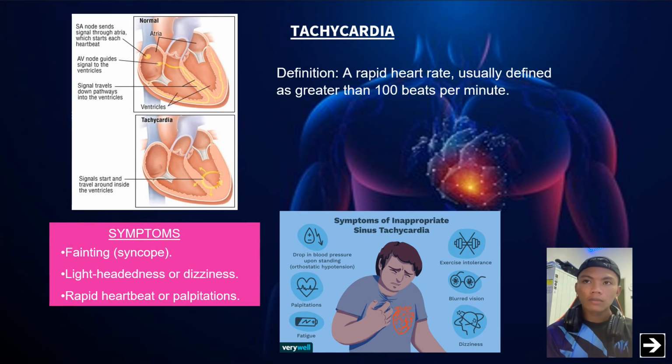Okay, I will talk about tachycardia. The definition of tachycardia is rapid beating of the heart, usually defined as greater than 100 beats per minute. Okay, that is the definition of tachycardia. I will pass to Alif to continue talking about tachycardia.